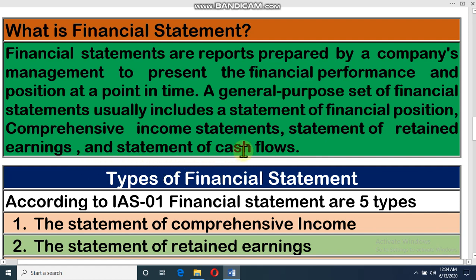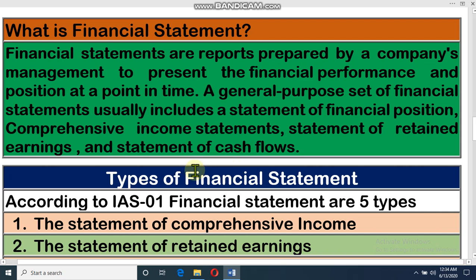Dear student, that means financial statement is prepared at the end of a specific period. That means we can say accounting period. In maximum organizations, the accounting period is 1 year. That means after 1 year, what is the condition of the organization, that we will discuss in financial statement. Dear student, in financial statement, we prepare income statement, which will give us profit or loss of that organization. Moreover, we will prepare retained earnings account. We will prepare cash flow statement and financial position, statement of financial position.